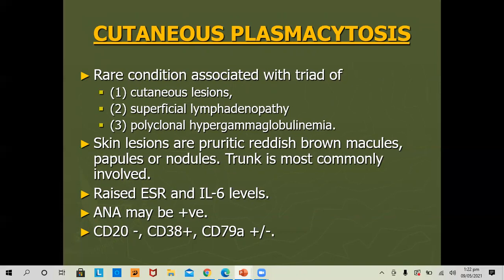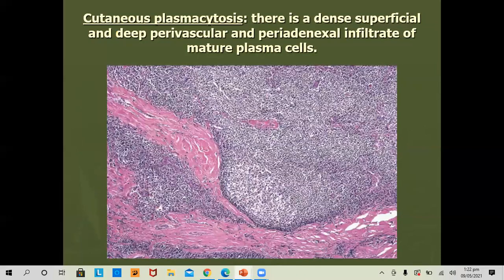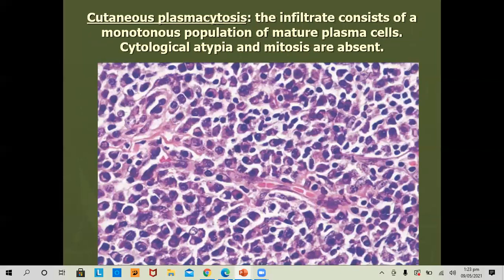There is high ESR and interleukin-6 levels. ANA may be positive. It is CD20 positive. CD38, which is a marker of plasma cell, is positive. And CD79 is positive or negative. So the cutaneous plasmacytosis is characterized by dense superficial and deep perivascular infiltrate of plasma cells, mature plasma cells.